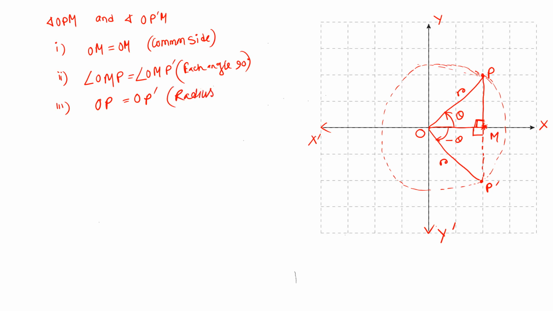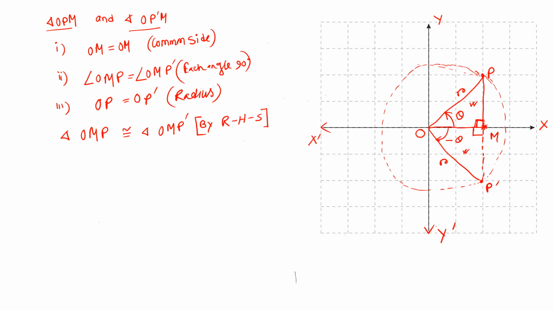Now you can see we can use this triangle and this triangle as congruent to each other. So we can write triangle OMP congruent to triangle OMP dash, by which property? Right angle hypotenuse side, this property. Now we can prove this triangle and this triangle are congruent to each other.